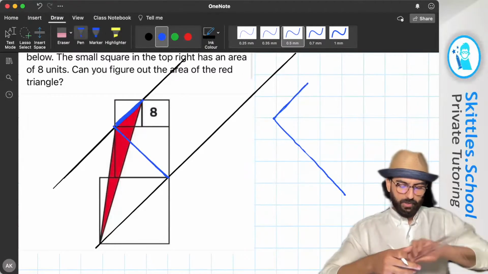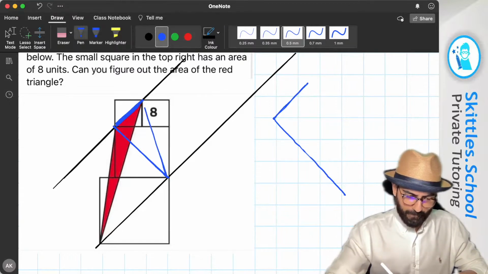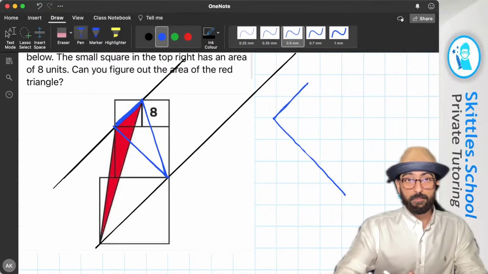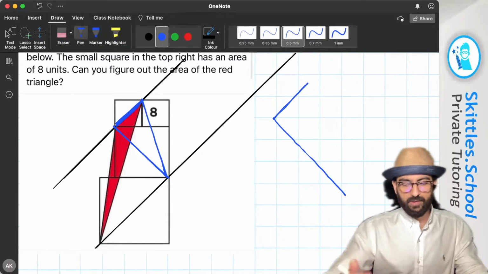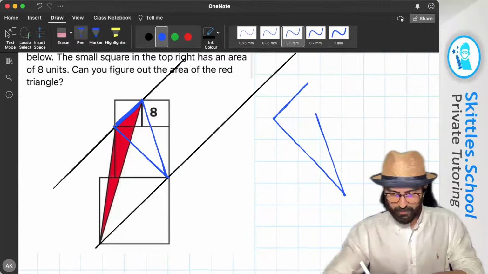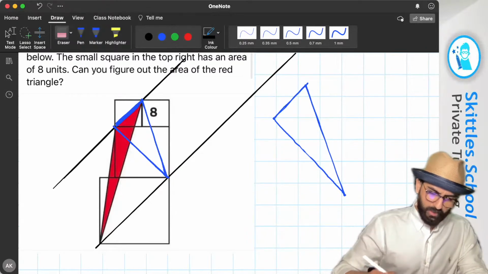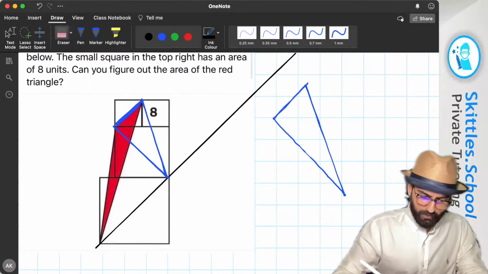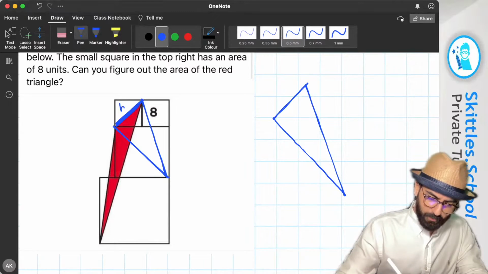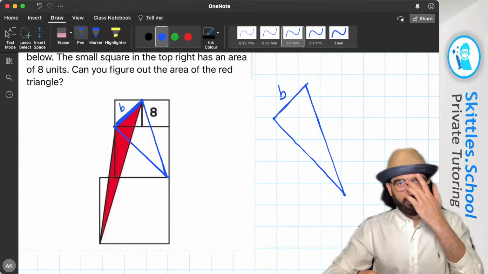So the area of this blue triangle must be the same as the area of the red triangle, because the vertical height and the base are the same. So the blue triangle and the red triangle have the same area. Awesome. All right, so now let's start working this out. First of all, I'm going to work out the base. Let's call it B, the base. So how do we work that out?